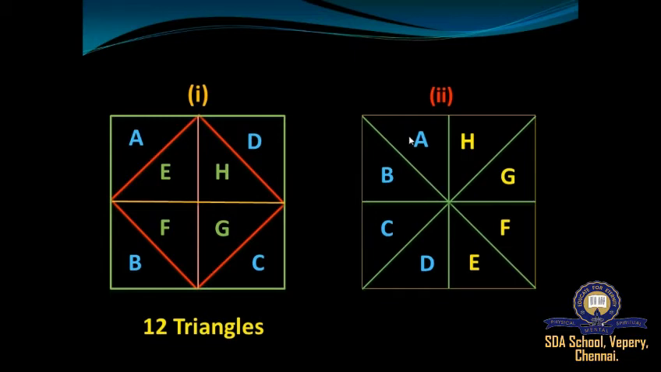Now I'm going to combine 4 triangles at a time. That is, I'm going to combine B, C, D, E. When I combine B, C, D, E, I get one triangle, right? Likewise, when I combine A, H, G, F, I get another triangle. You can even combine G, F, E, D and C, B, A, H. I get 2 different triangles. So there are totally 8 plus 4 plus 4 triangles, that is 16 triangles. Understood, students?